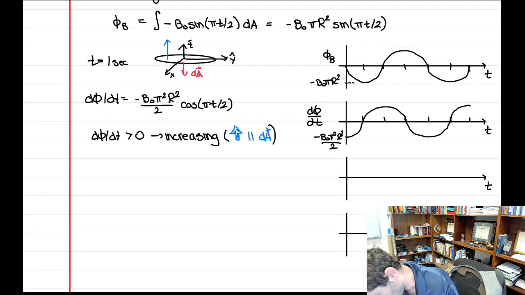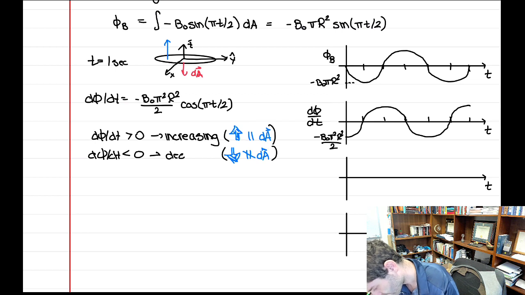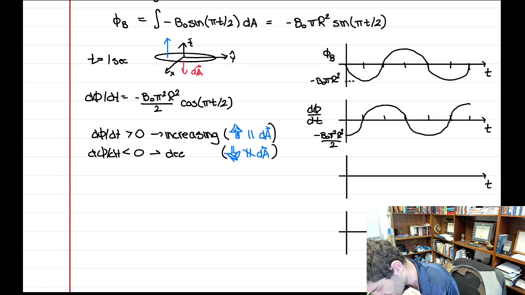And then when the flux derivative is negative, that corresponds to decreasing, or that our blue arrow is anti-parallel to dA. So let's use some highlighting colors to do this. Red has already been claimed. So when it's parallel to dA, let's use blue for that. And when it's anti-parallel, let's use green.